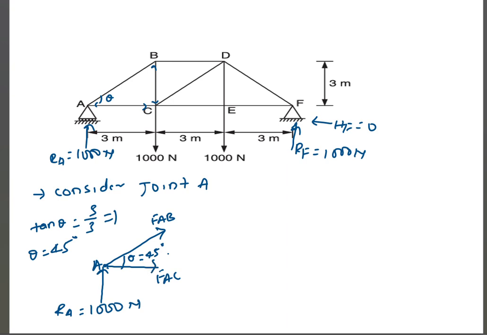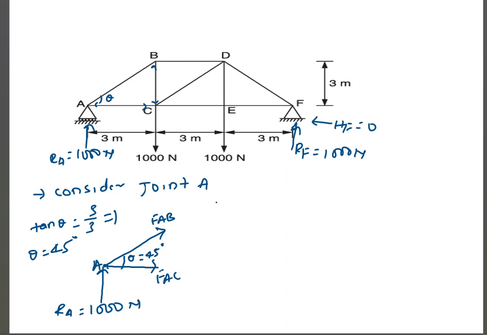The arrow mark should be away from the joint. If the arrow mark is away from the joint, then the force present in the member is tension. So wherever there are unknown members, you have to assume that the force present in the member is tension. In case of tension, the arrow mark should be away from the joint.